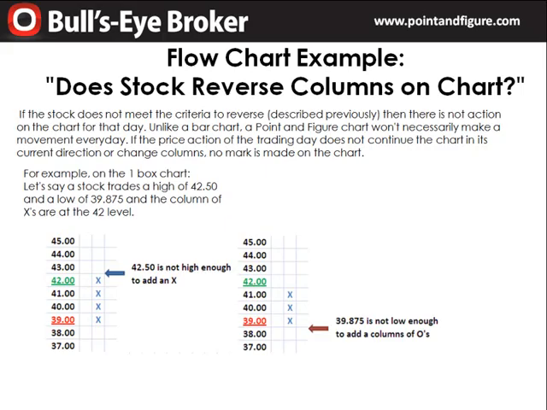For example, using a 1-box chart, you can see a stock trades as high as 42.5 and as low as 39.875. You can see that 42.5 is not high enough to add an X, and 39.875 is not low enough to add a new column of O's.